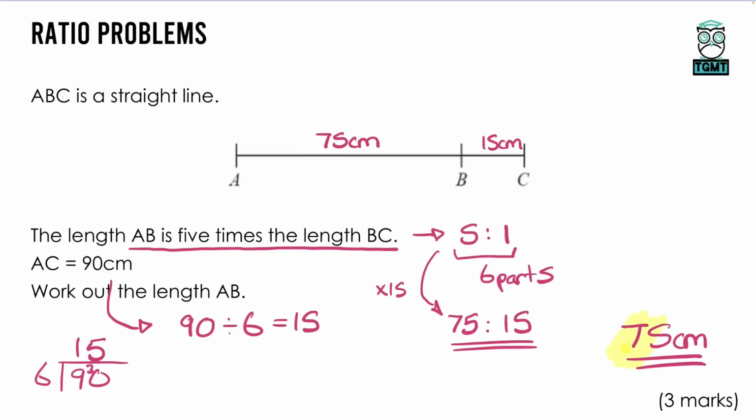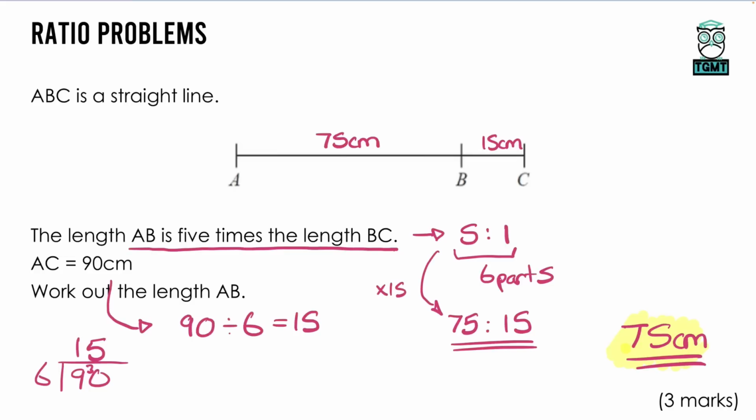Of course, just paying particular attention to the language in the question, because it might have told us the length of A to B, in which case we would have divided by 5 rather than 6, because it would just be telling us the one piece of the ratio there. It might have also just told us the length B to C, in which case you just have to multiply by 5 to get it 5 times bigger.